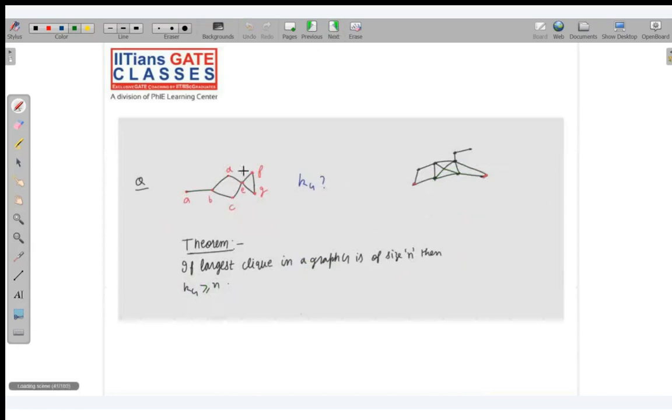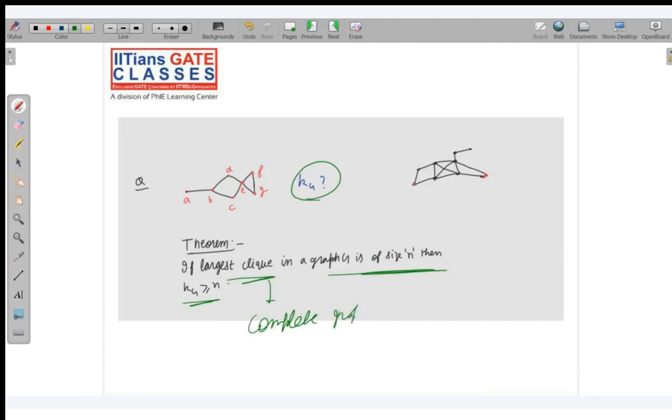Done, sir. Okay, so this is the graph given to us. What is the kg? We have to find it out. So see this. Before studying that, I have given you a theorem that if the largest clique in a graph G is of size n, then kg will be greater than or equal to n. A Kn clique is what? A complete graph as a subgraph of the given graph.